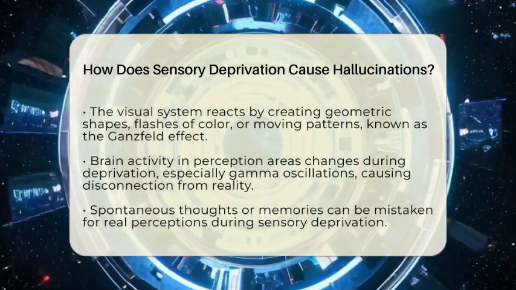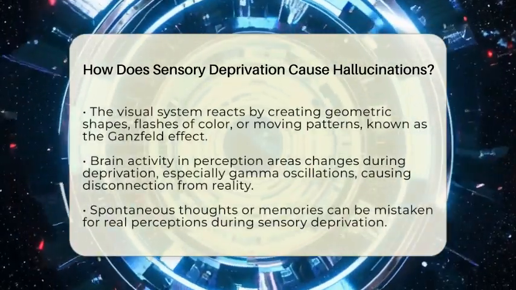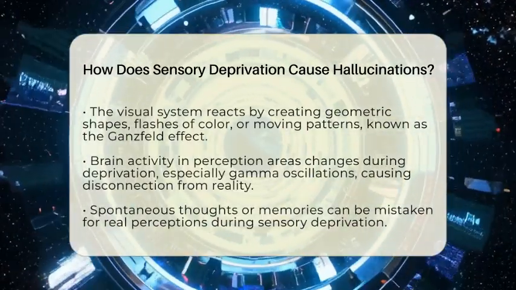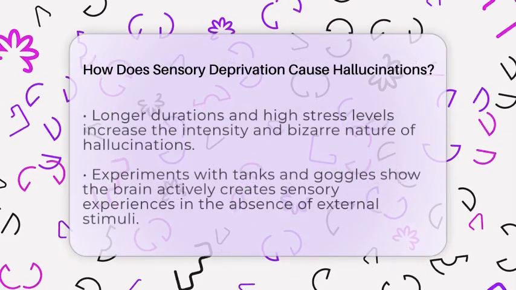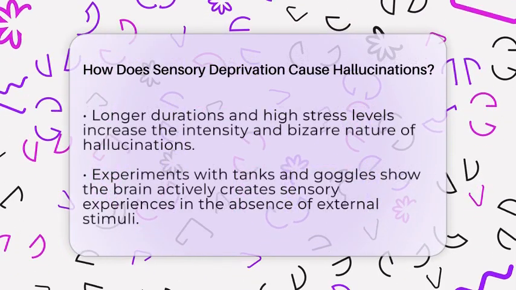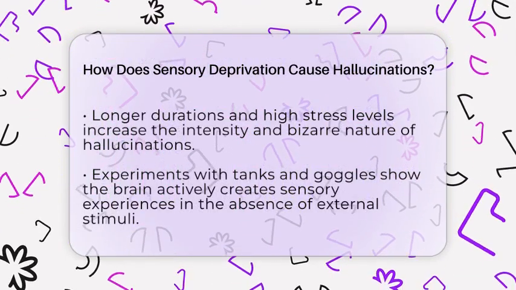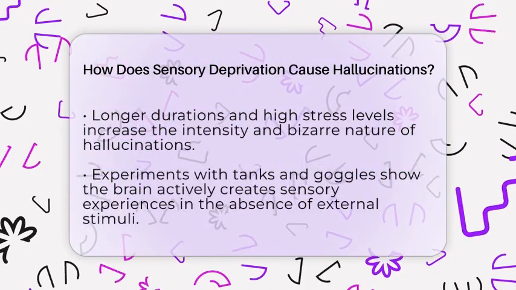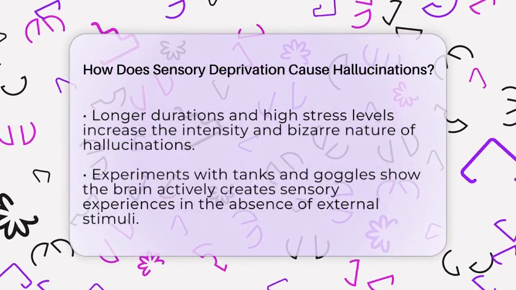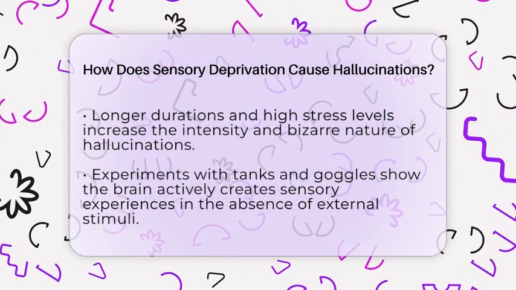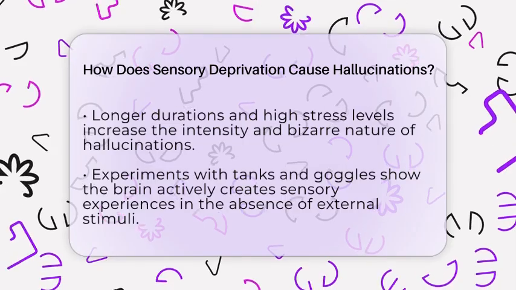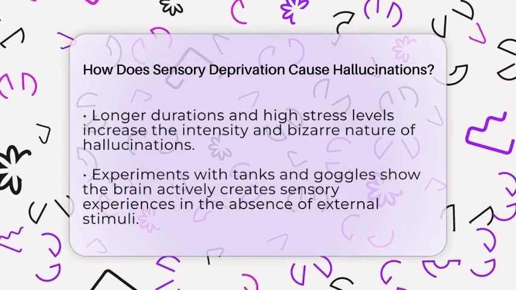Hallucinations during sensory deprivation are also linked to changes in brain activity in areas that process perception. Normally, sensory input keeps these areas in check. When input stops, the brain's internal rhythms, especially gamma oscillations, can become disconnected from reality. This disconnect allows spontaneous thoughts or memories to be mistaken for real perceptions.